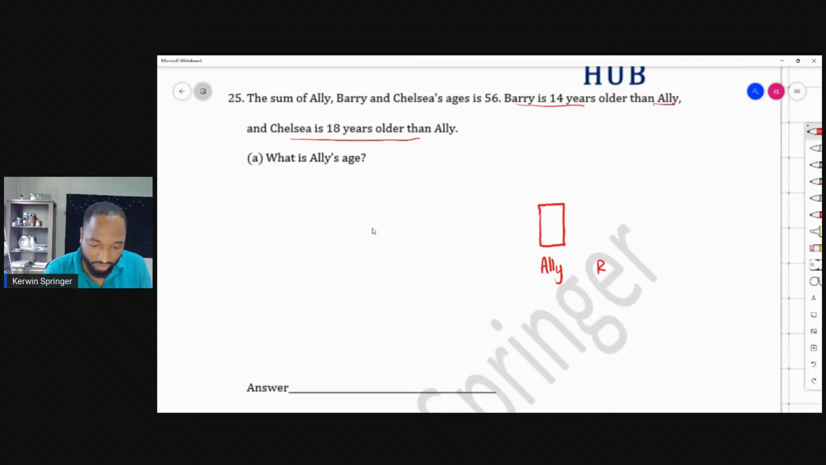Let's put Barry here. Ali was the name of somebody in the CSEC maths exam last year. Or was it? Yeah, I think it's last year.